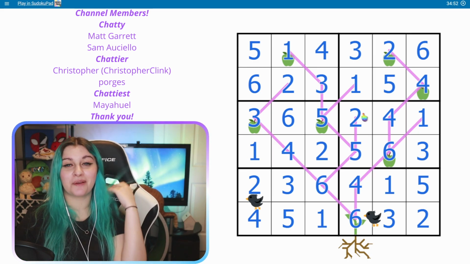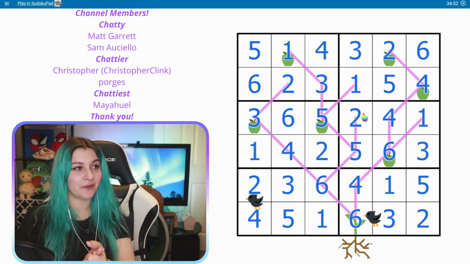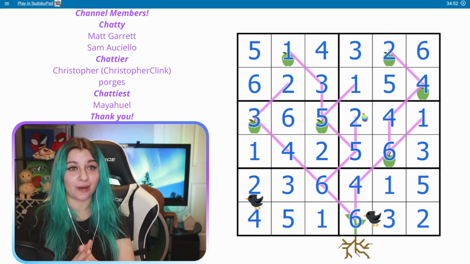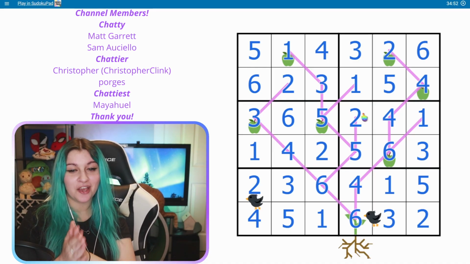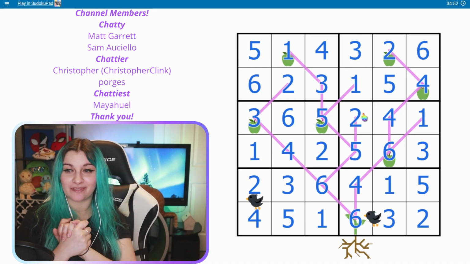Wow, this was really cool. There's a 9x9 puzzle that I plan on doing tomorrow called the Apple Tree, which should be really exciting. I'm looking forward to that.